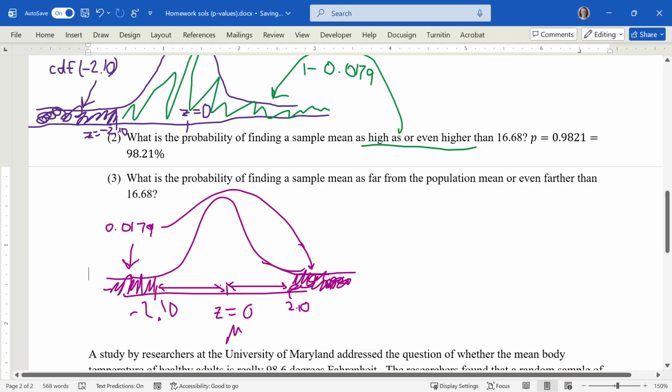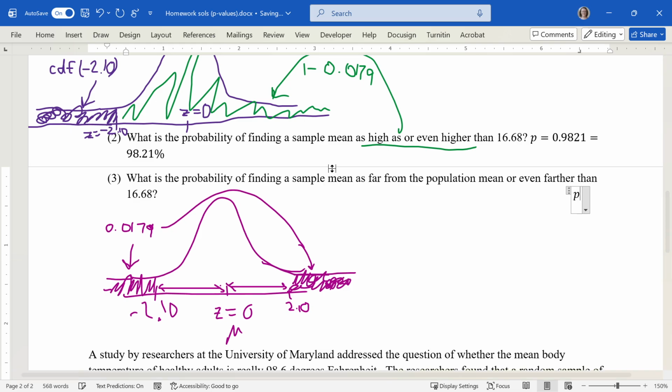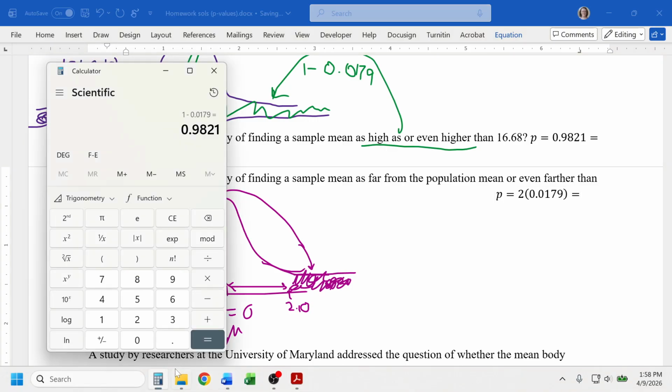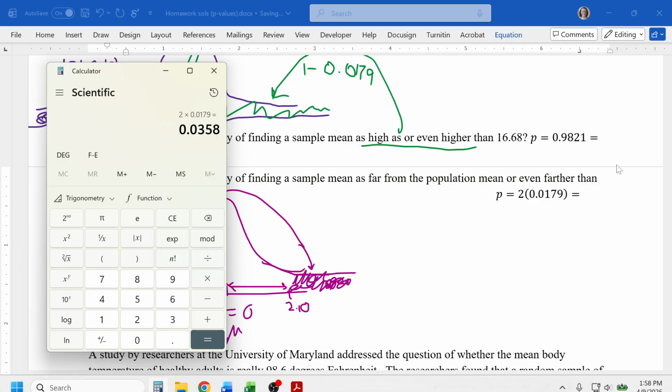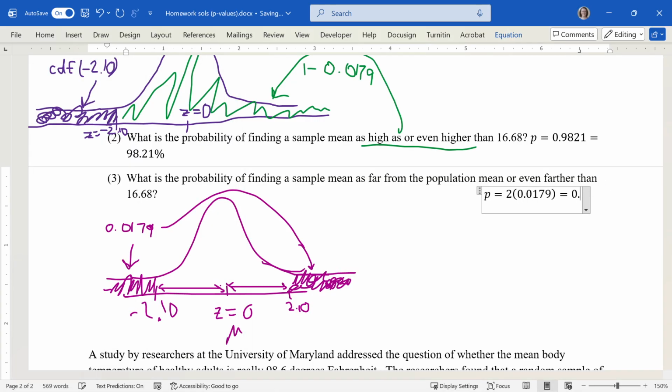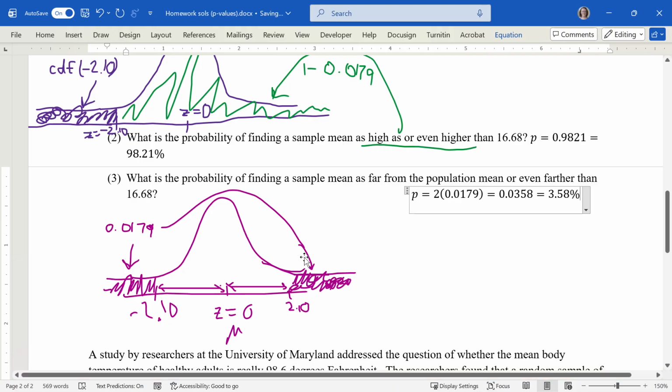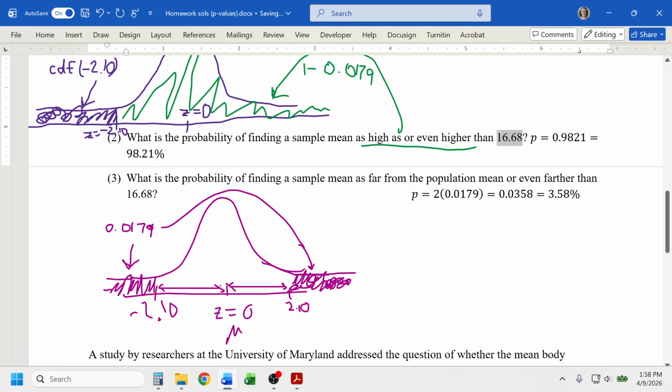Okay, so the answer for what is the probability of this, and what is that total area, it's just 2 times the left tail. So 0.0179, whatever that turns out to be in the calculator, 0.0358. So 3.58% probability of getting a sample mean as far or farther from the population mean as the one that we had, which was 16.68.